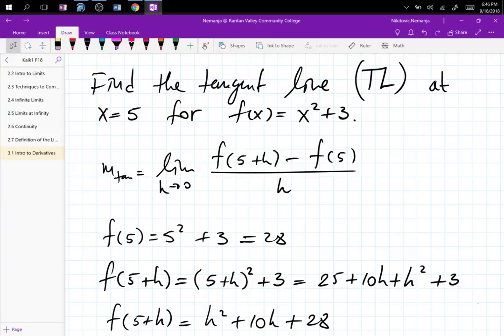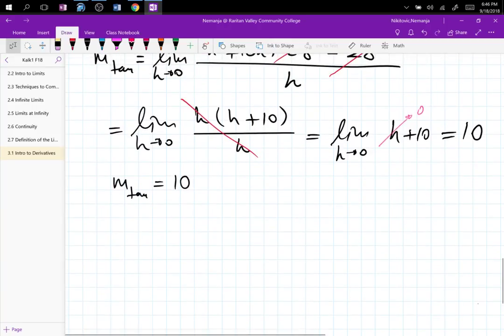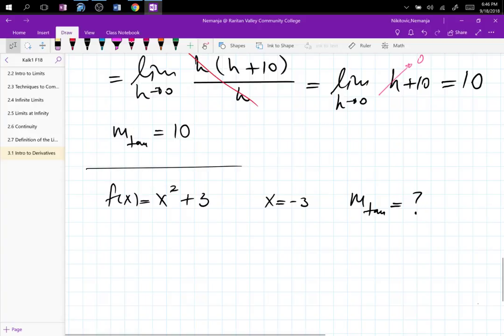How about we do the same thing for negative 3? So we use the same function, which is x squared plus 3, and we take a look at x equals negative 3, and we're asking for the slope of the tangent line, not the tangent line. We'll get the tangent line later. So m tangent. What is m tangent? Well, you have to do this from scratch. The entire procedure from scratch.